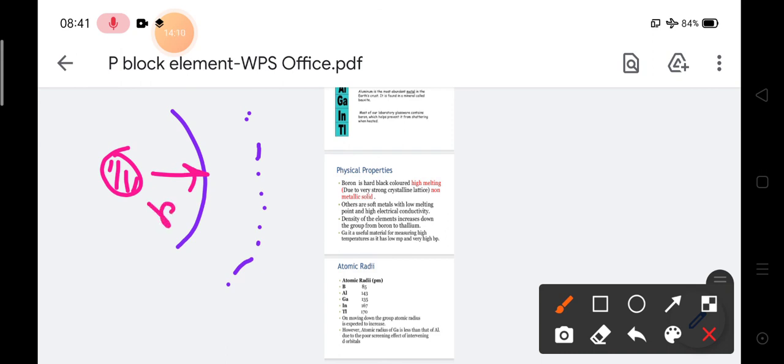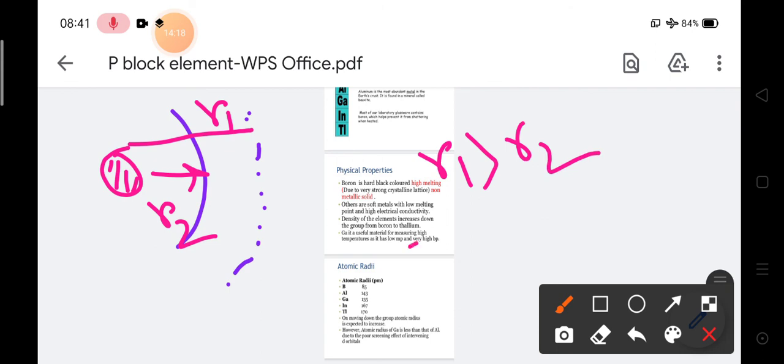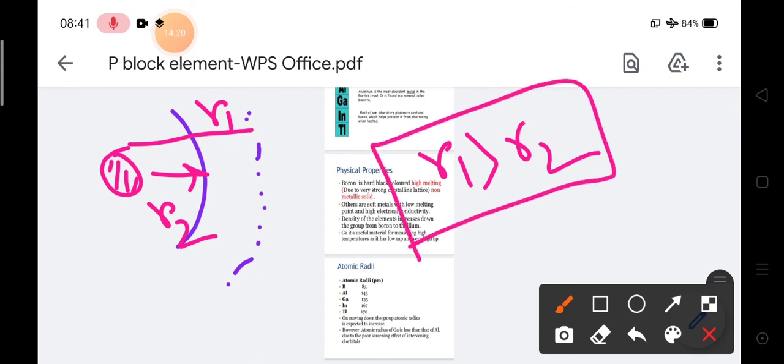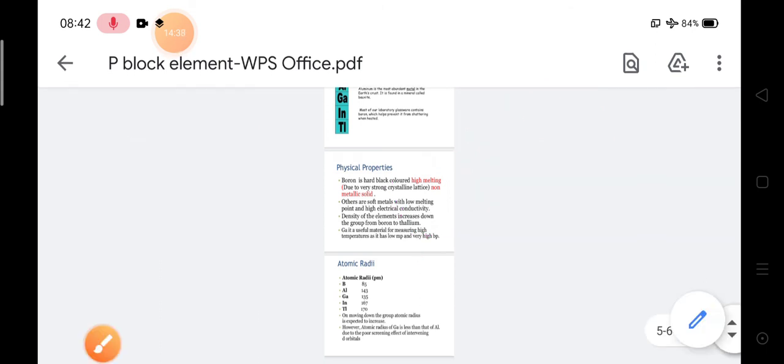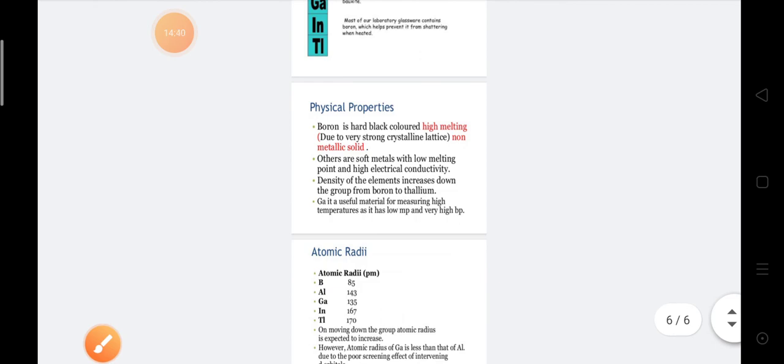The radius was firstly here, that is r1, and then r2. So you can see that r1 is far greater than r2. So whenever this poor shielding occurs, the radius of the atom decreases. As the radius decreases, the volume also decreases. So I hope you have understood the concept of the shielding effect, or screening effect. I have explained it properly.